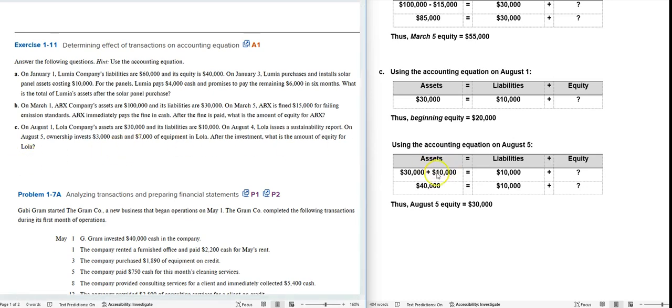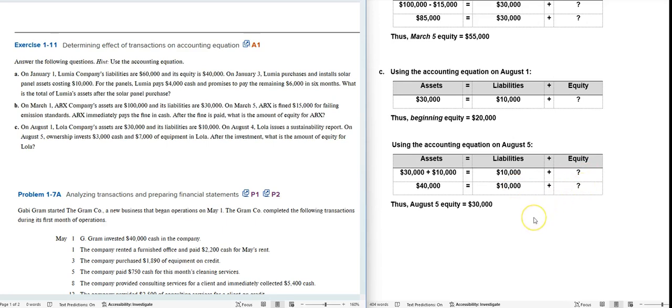Well, let's start with what did they have in equity before the additional owner investment. Assets were 30, liabilities were 10, beginning equity must have been $20,000. When the owners invest another $10,000, it caused their assets to go up. Liabilities remained unaffected by the owner investment. Assets on the 5th were 40. Liabilities were $10,000. That means equity must have been $30,000.